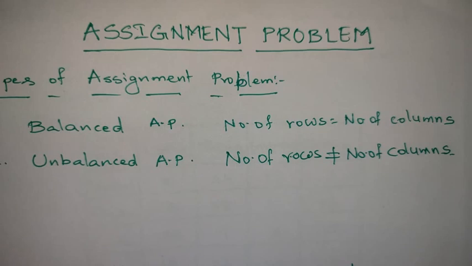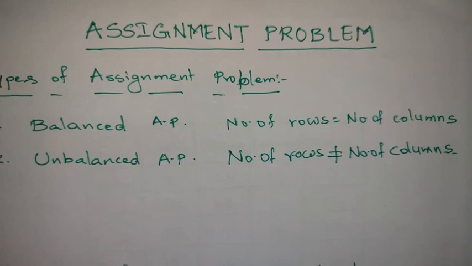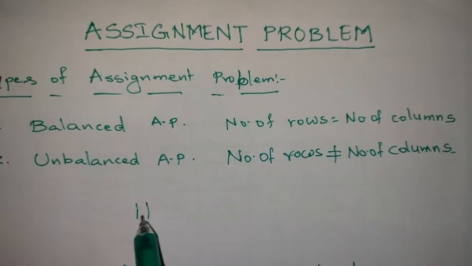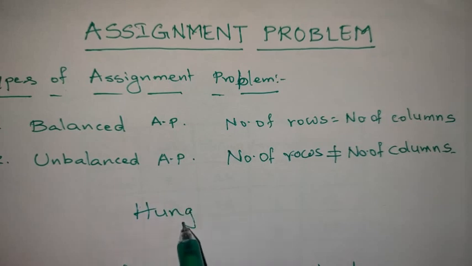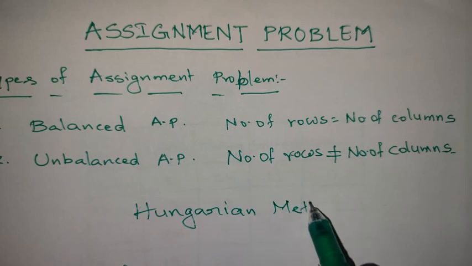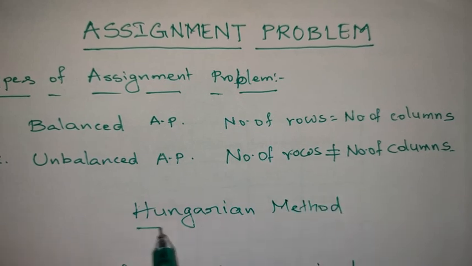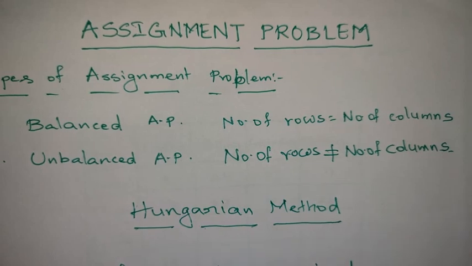Now what is the method we are going to use for solving the assignment problem? That method is nothing but the Hungarian method. By using this we are going to solve the assignment problems. Now let us see how to solve assignment problems by taking an example.